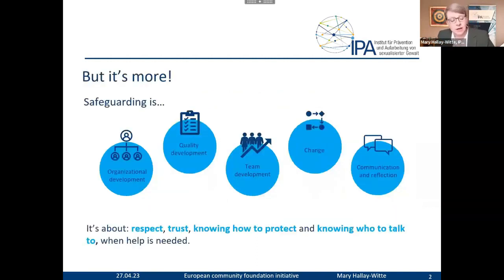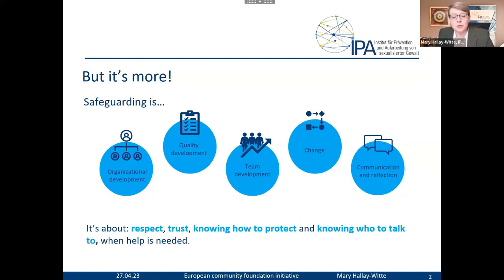But it's more. Implementing safeguarding principles is, in general, an organizational development process. It is part of ensuring high quality work. Safeguarding principles foster professional team development, and they can support change towards a caring institution, and they foster communication and reflection in the case of occurring harm. They create an atmosphere of trust and respect for the rights of the staff and the target groups, especially of children and young people. Also, they enable sensitivity to power abuse within the professional structures of a foundation.